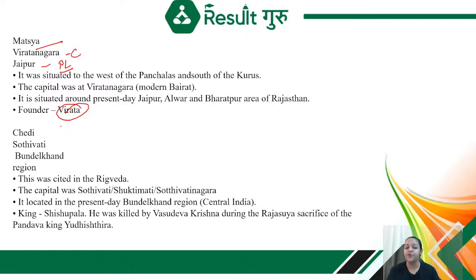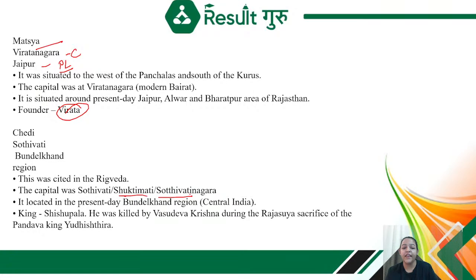Now, this region has been mentioned in the Rigveda. The capital is Sotivati. These are different names which have been used for the capital. So please remember these names because you might get this in your MCQ. We have Shuktimati. We have Sotivati Nagara. These are the names which are being used. Please remember these names because they can definitely come for your MCQ part. It is located in present day Bundelkhand region, which is central India.